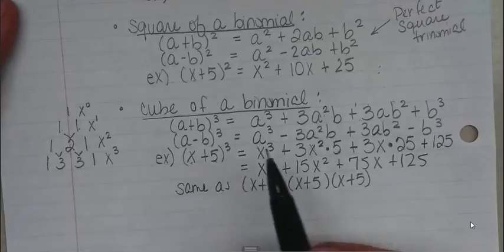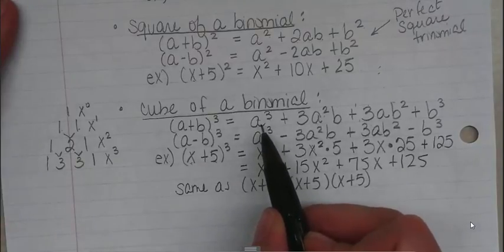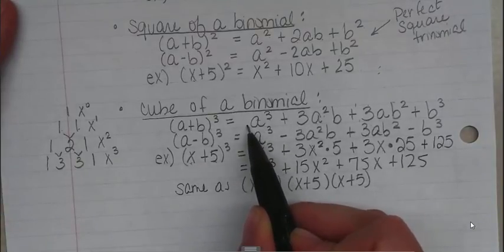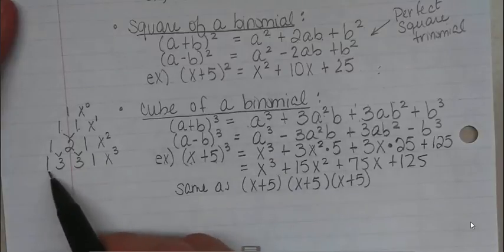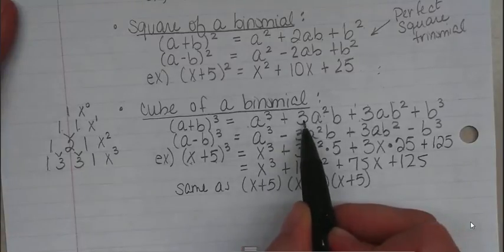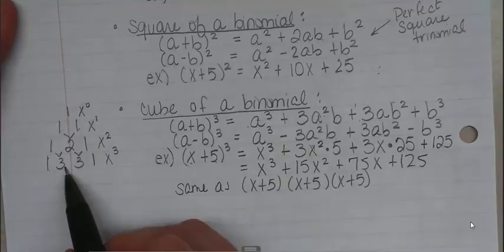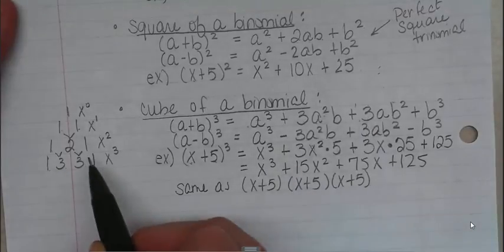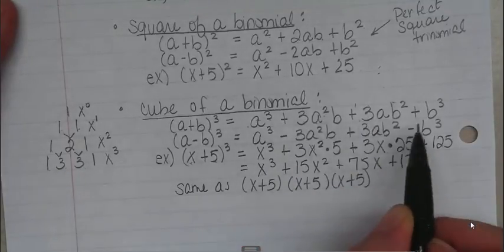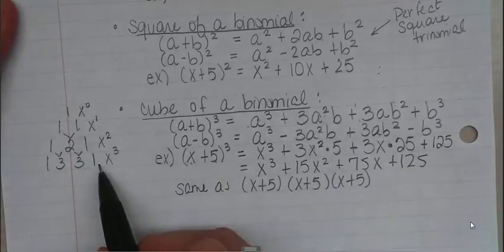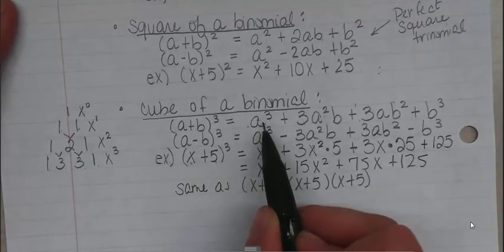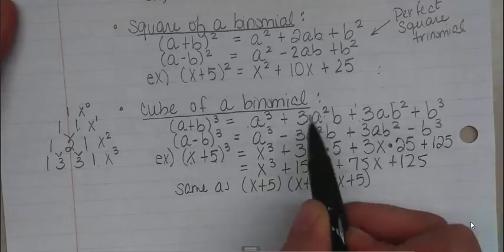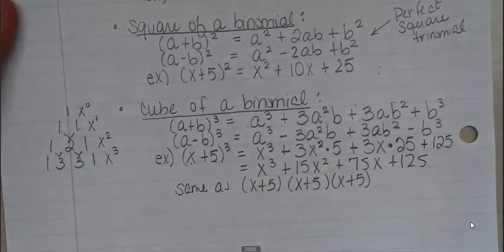Here are the coefficients. So let me go back up to here where it's pretty simple. So the coefficient is 1, just like that one. This one is 3, just like that one. 3, just like that one. And then 1, just like that one. Okay, and then again, the powers of a are decreasing, powers of b are increasing as we go along.